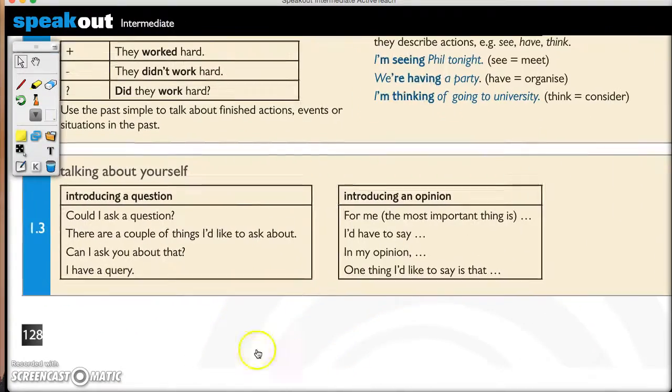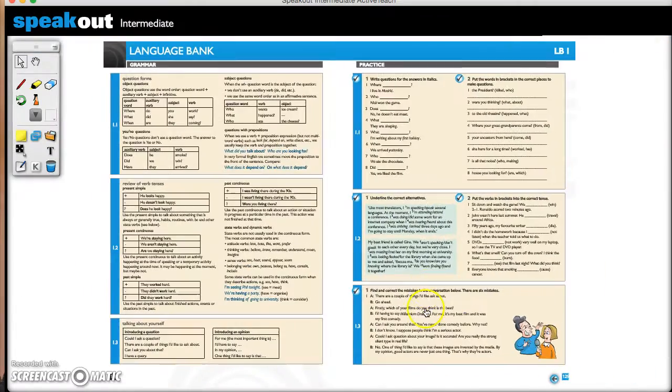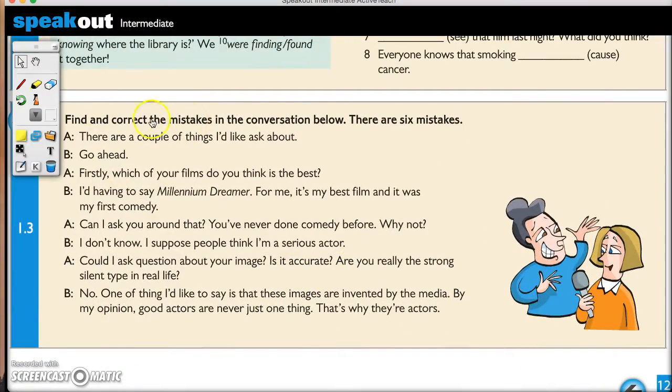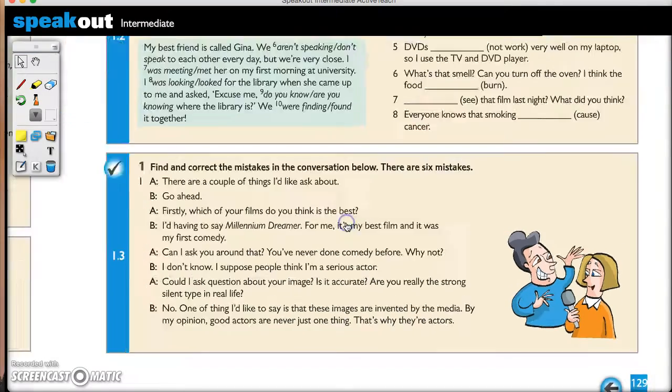So now if we go to page 128 to the language bank and go to the third part, you'll see here on page 128 the ways of introducing a question, like could I ask a question? There are a couple of things I'd like to ask about. Could I ask you about that? I have a query. And again, the expressions for introducing the opinion. And on the page following that one, what you've got to do is try to find and correct the mistakes in the conversation. And there are 6 mistakes. Okay?